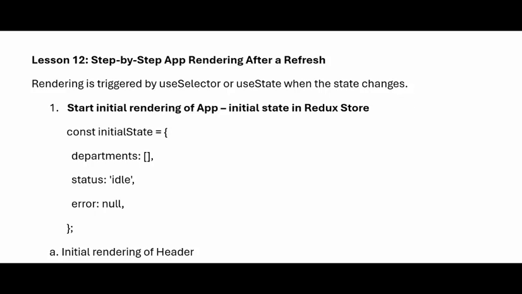Lesson 12, step-by-step app rendering after a refresh. Rendering is triggered by useSelector or useState when the state changes. Repeat it a lot of times. Rendering is triggered by useSelector or useState when the state changes.